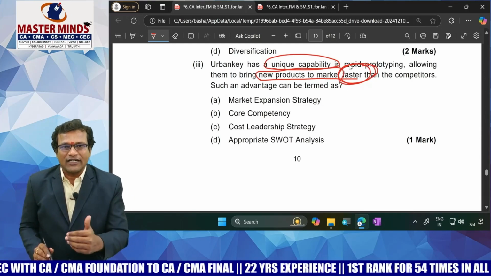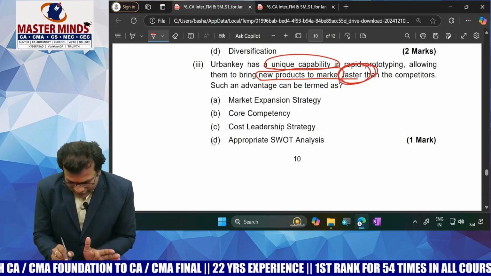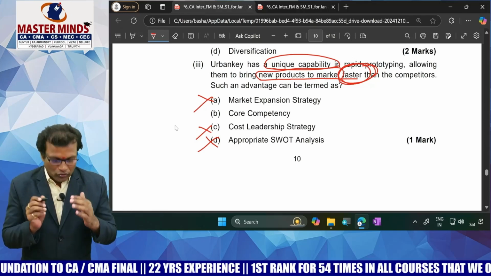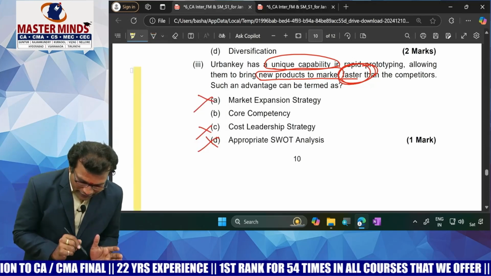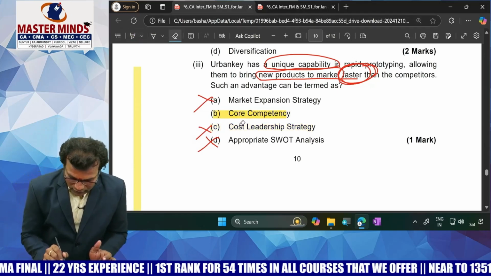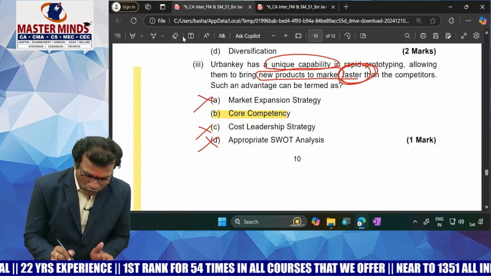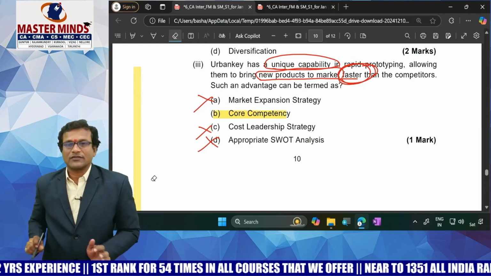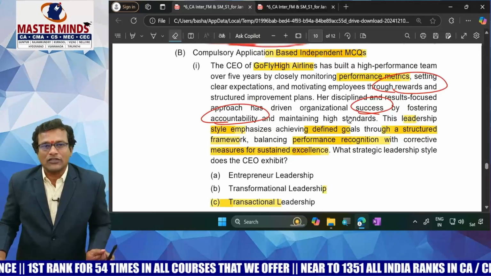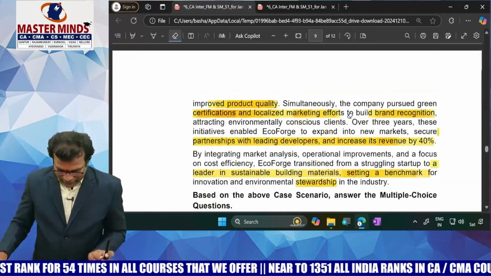Such an advantage can be termed as, it's an irrelevant options here. So that unique capability must be called a core competency. Have you understood that one? The rest of the three options are almost irrelevant. Is that clear? This is the summarized explanation. How to tackle the questions, I have tried to explain all the MCQs.